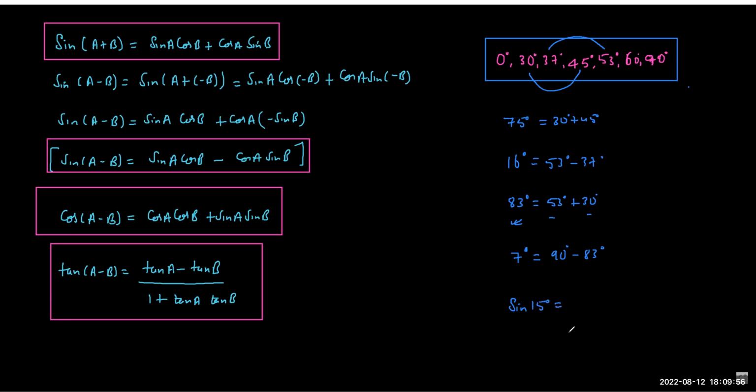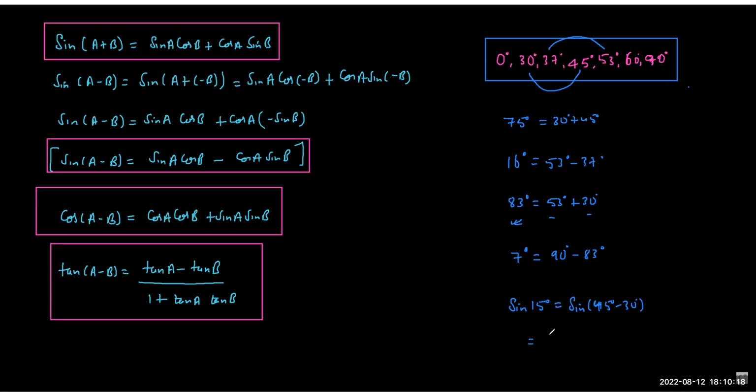How to find sine 15? Anyone? Sine 15. Just 45 minus 30. Very good. So you can write this as sine of 45 minus 30, and then we can use which formula? Sine of a minus b, right?